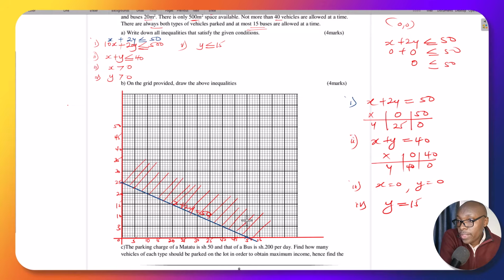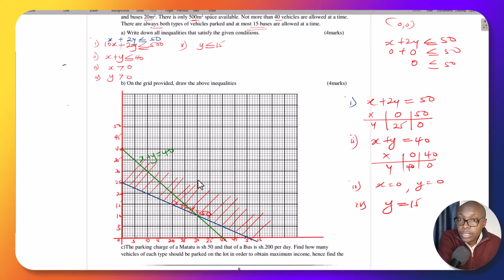I can go to the other one. The other one is 0, 40. 0, 40 is here. And then 40, 0. 40, 0 is here. So draw that line as well. So there is the line. So this is x plus y equals 40. So that is there.